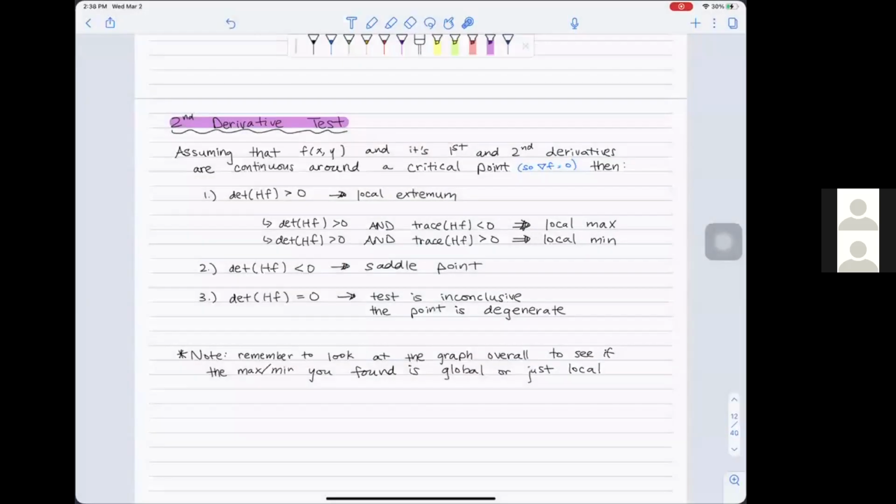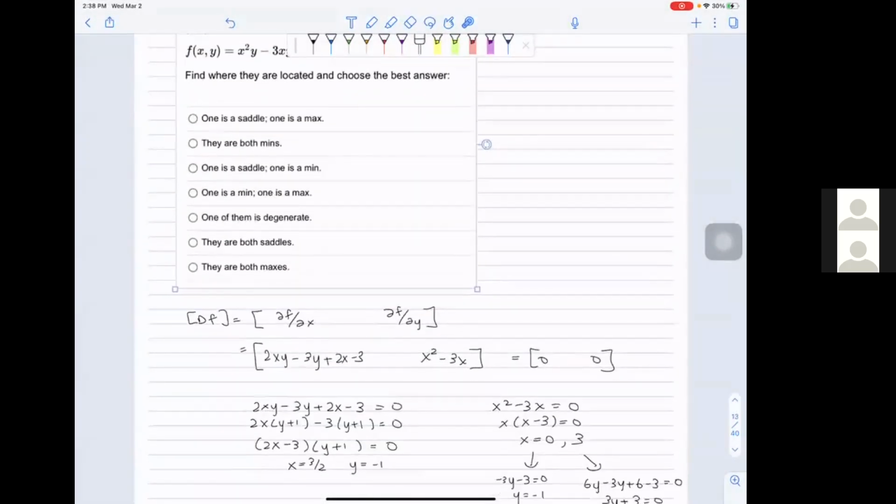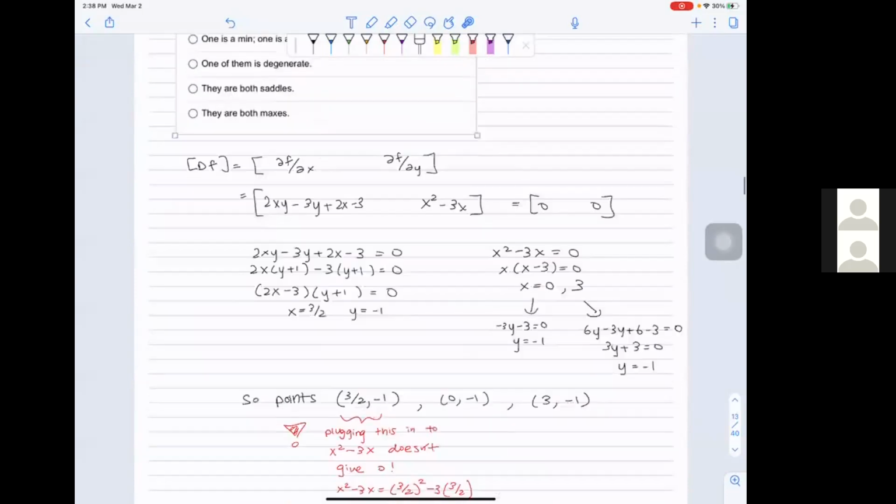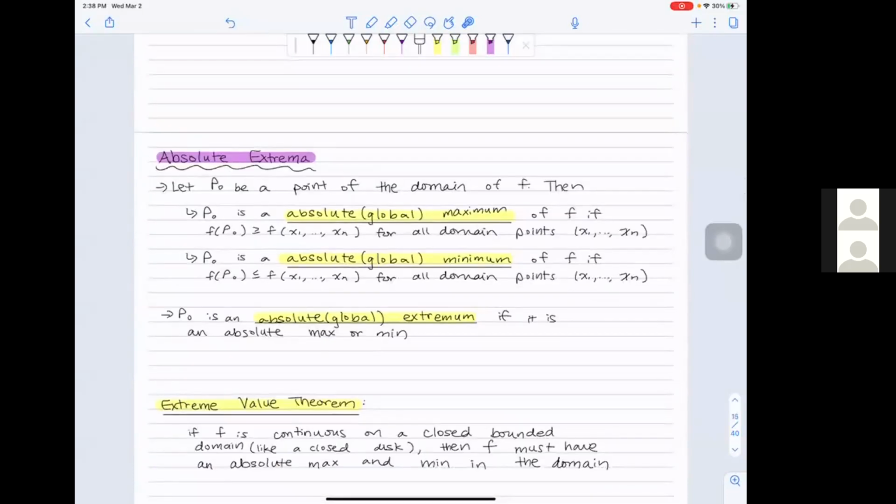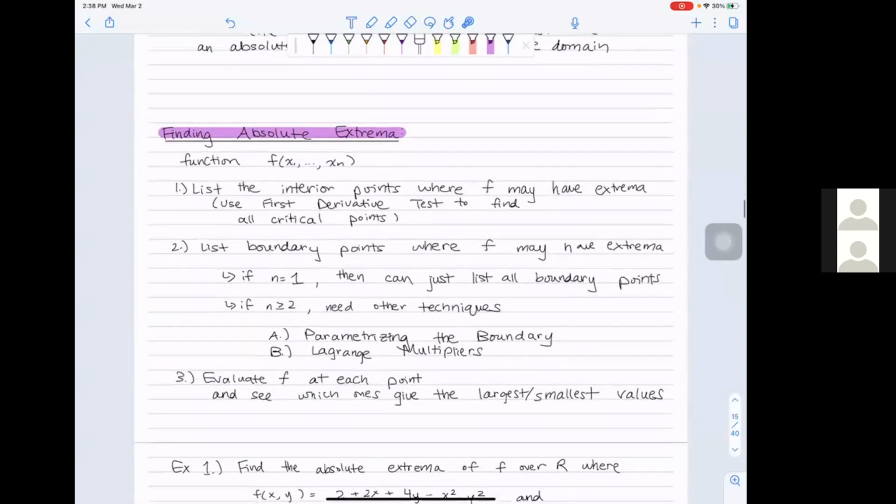Okay, let's go into absolute extrema then. So now we're going to go into parameterizing and the Lagrange stuff. In general, when it asks you to find an absolute extrema, there's 3 steps. First step is you list all the interior points where f may have an extrema. That's just using the first derivative to find all your critical points, step 1. Step 2, if they give you a boundary, you need to find any boundary critical points that might be possible.